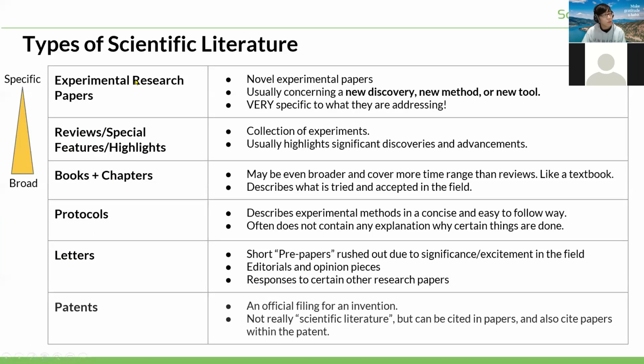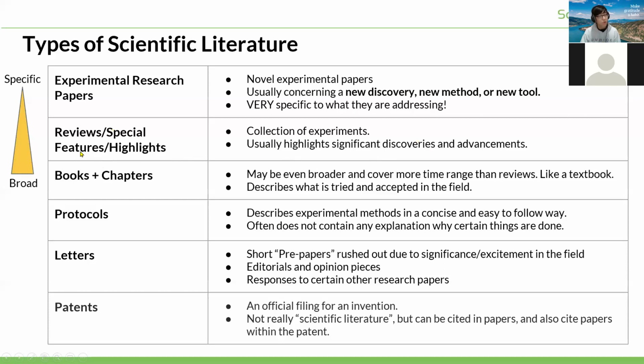From experimental research papers to books and chapters, they are all describing experiments, but it goes from specific to broad range. What I mean by that is an experimental research paper is always talking about one research that was done by a lab, or maybe a collection of labs, but it's one research. And it's always new. So it's usually about a new discovery, a new method, or a new tool. It's very, very specific. A review or a special feature or a highlight is actually a collection of experiments.